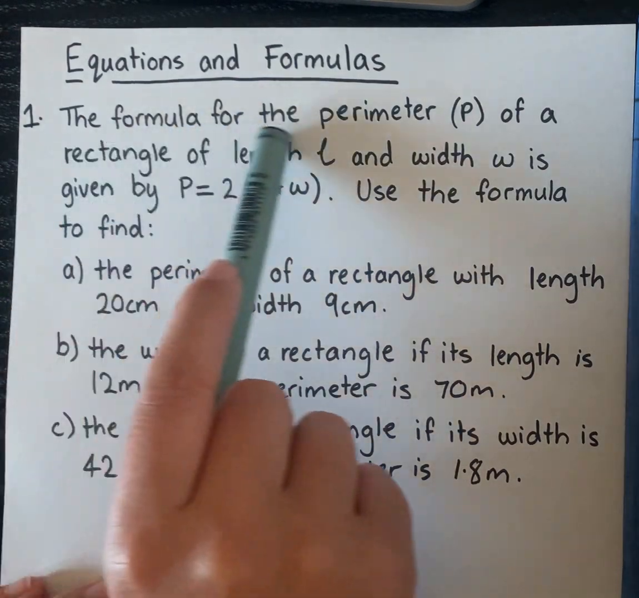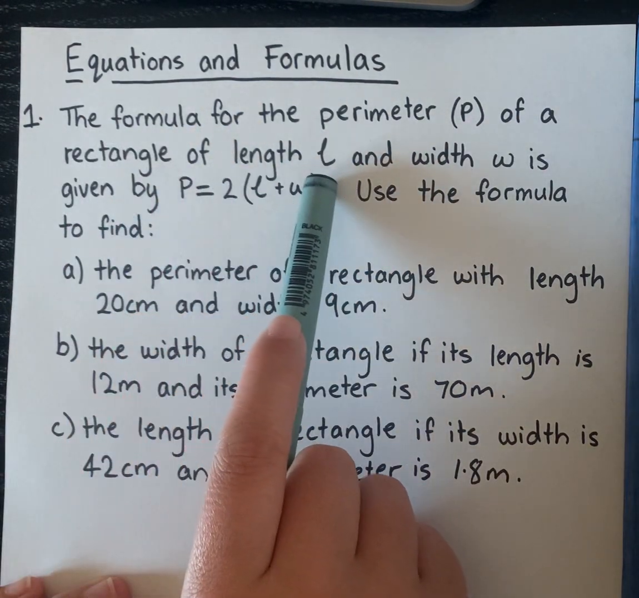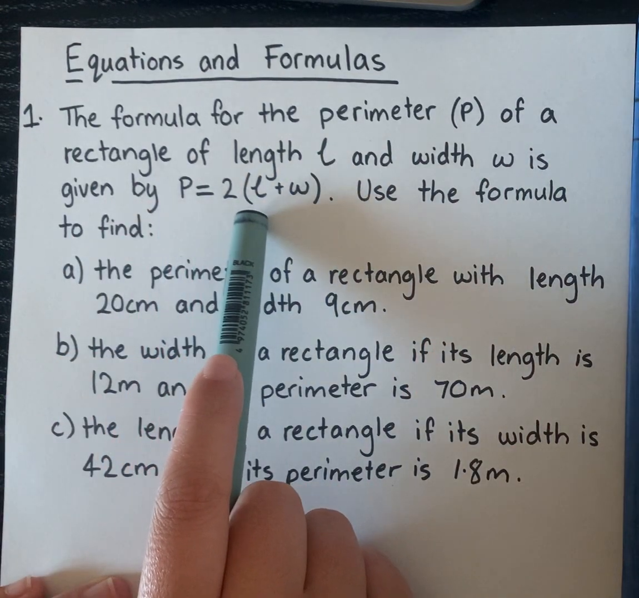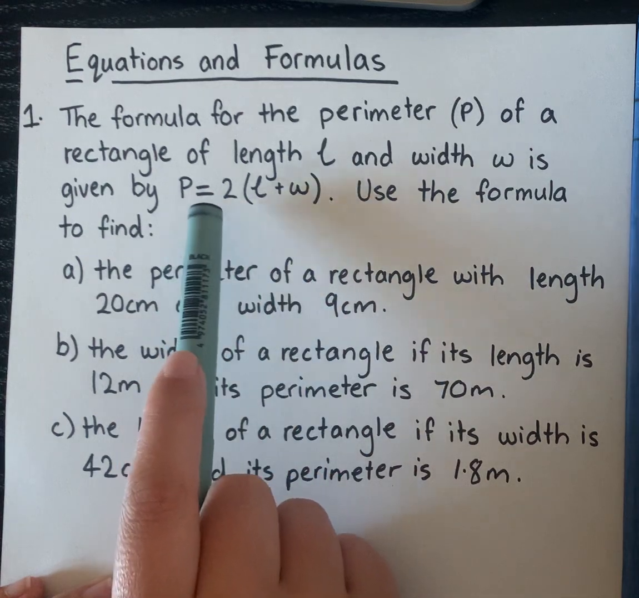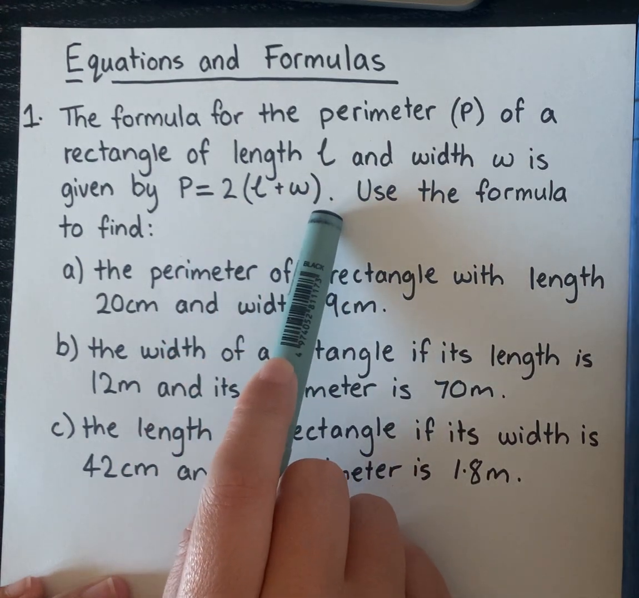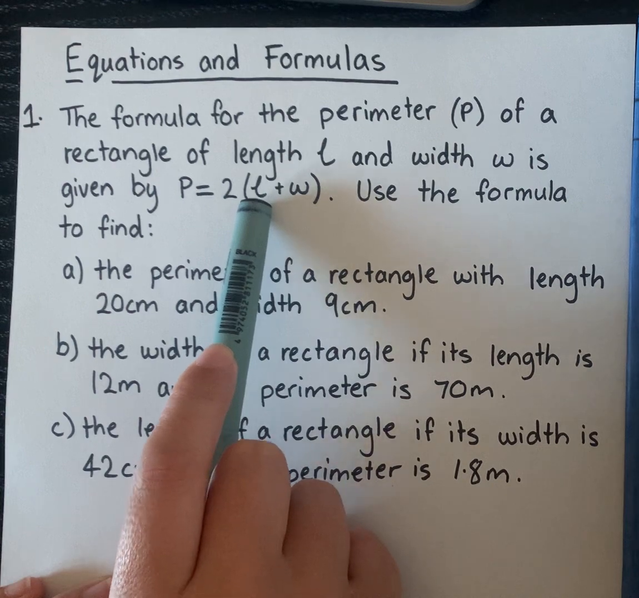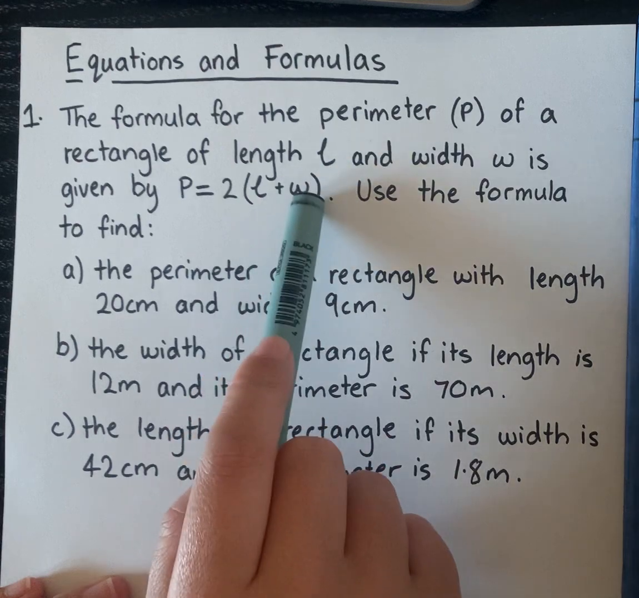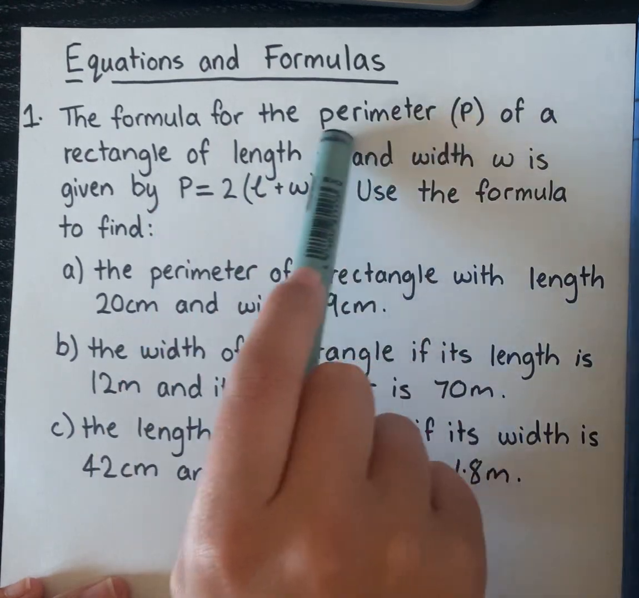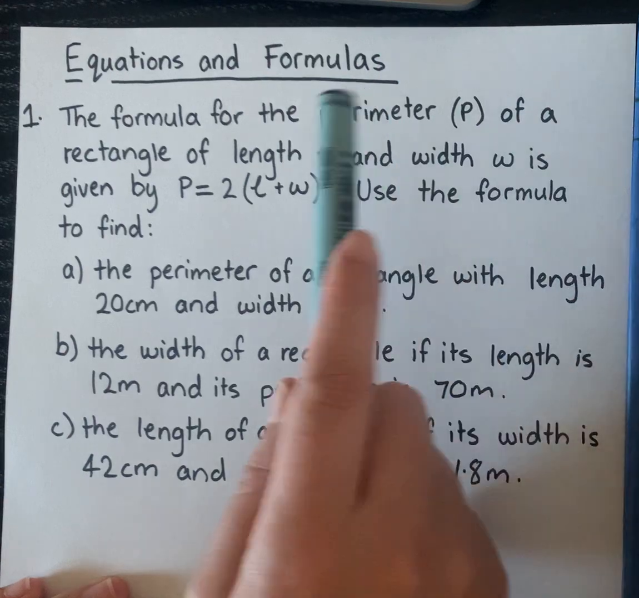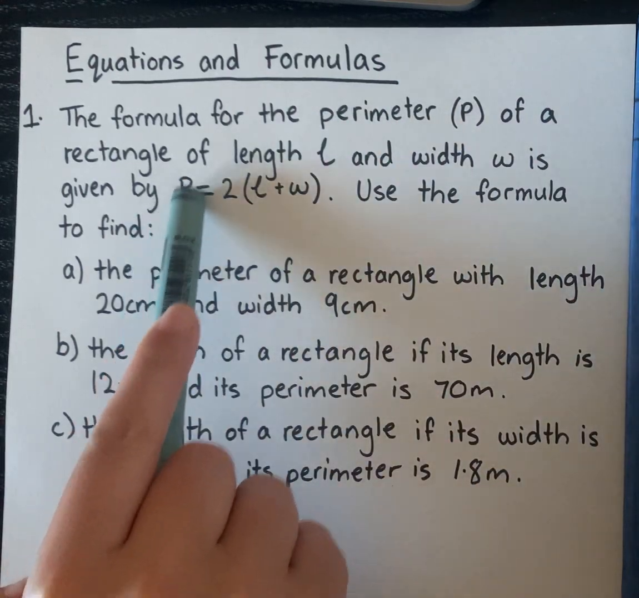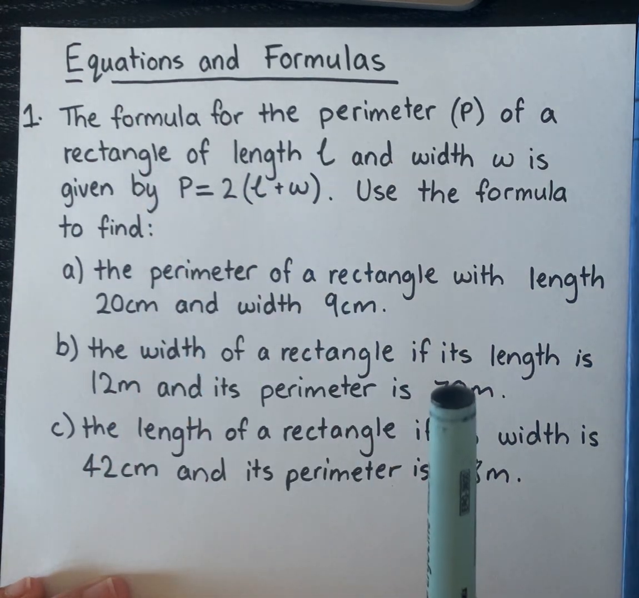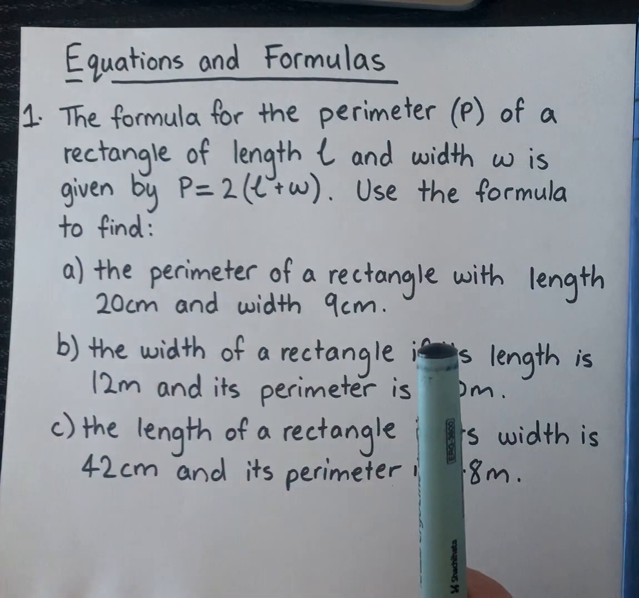So it says the formula for the perimeter of a rectangle of length L and width W is given by P is equal to 2 times L plus W, or 2 outside of L plus W. So L is the length. So if they tell us the length, we can put that number in there. And W is the width. So if they tell us the width, we can put that number in there. P is the perimeter. So again, if they tell us the perimeter, we can put the perimeter in here as well. So it's really just about substituting in values, and they will give you the values in the question that they want you to substitute in.